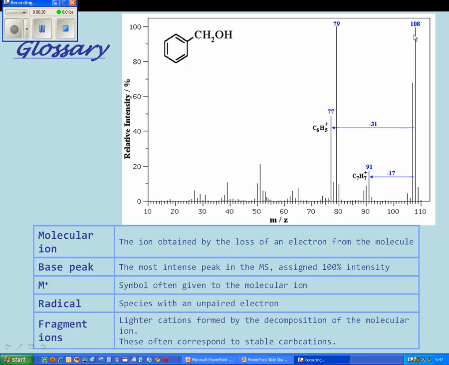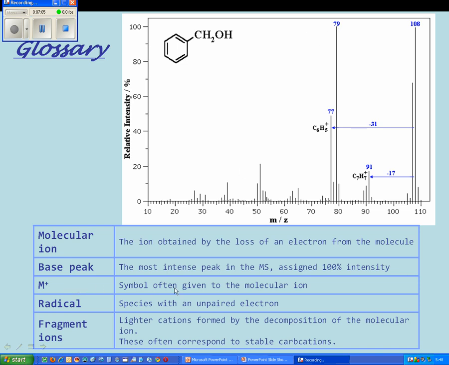This is the molecular ion peak. So in this example, the molecular ion is represented by this peak at a molecular weight of 108. The base peak is the peak that is assigned an intensity of 100%. So that would be this peak here at a molecular weight of 79. So this is the most common fragment, in other words, and that's called the base peak. So that's given an intensity of 100%.